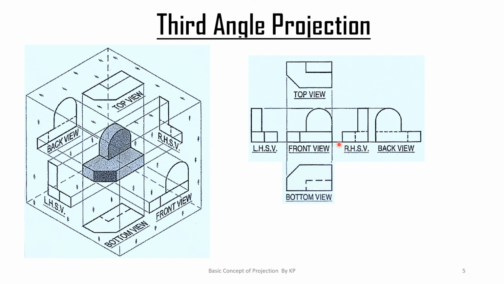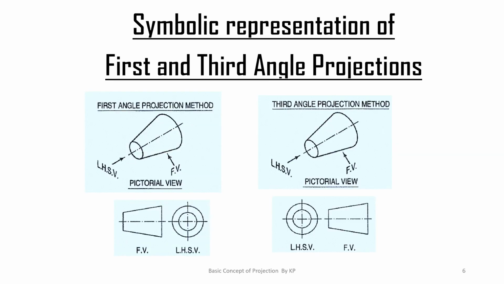So this way we see how we can draw the projection of any object in the third angle projection. This angular projection is normally used in the USA and other countries. This diagram shows the symbolic representation of the first and third angle projection. The first will represent the first angle projection, and the second will represent the third angle projection. On the drawing sheet, in the title box, we have one space where we show the symbolic representation of first and third angle projection.